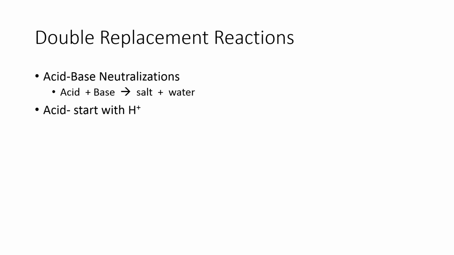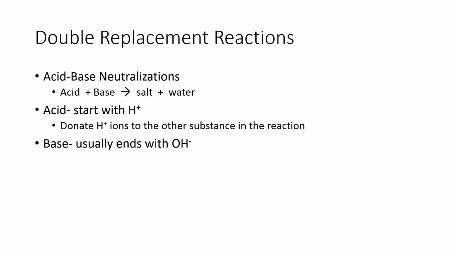So remember, acids tend to start with H+, those hydrogen ions. In Bronsted-Lowry form, they will actually donate hydrogen ions to another substance in the reaction. Bases, if we use our Arrhenius definition, usually end in OH, that hydroxide. However, with Bronsted-Lowry, those bases can actually accept hydrogen ions from the other substance in the reaction.